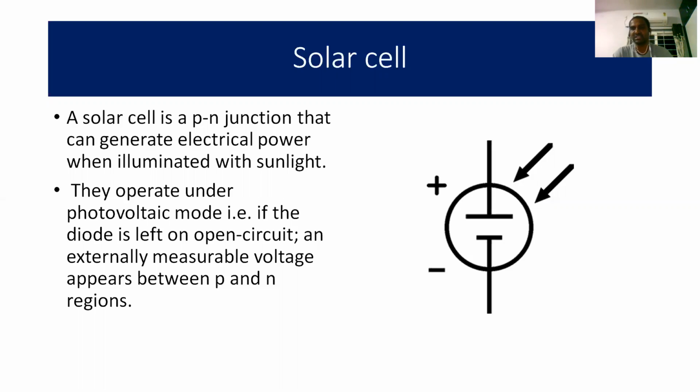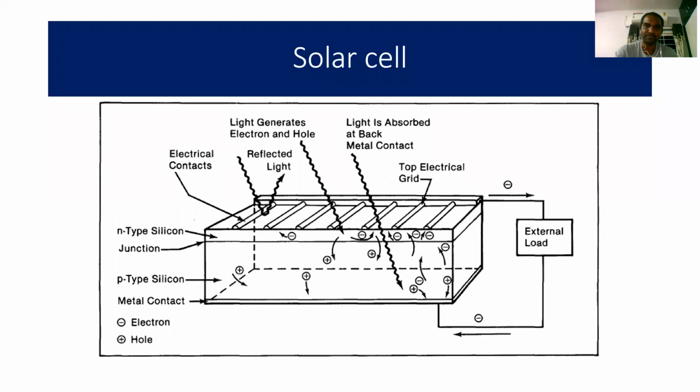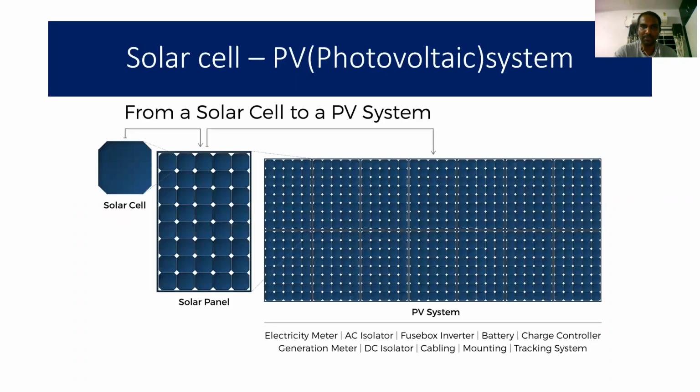On the right hand side of this slide, you can see the symbol of a solar cell. It is a normal battery symbol, but enclosed in a circle, and the two arrows coming towards it are nothing but sunlight. And this is the basic structure and how you are going to operate the solar cell. There are various parts like P-type silicon, N-type silicon, junction, metallic contact, external load. All those are present. The glass connection will be there, and all those we will discuss in the coming topics.